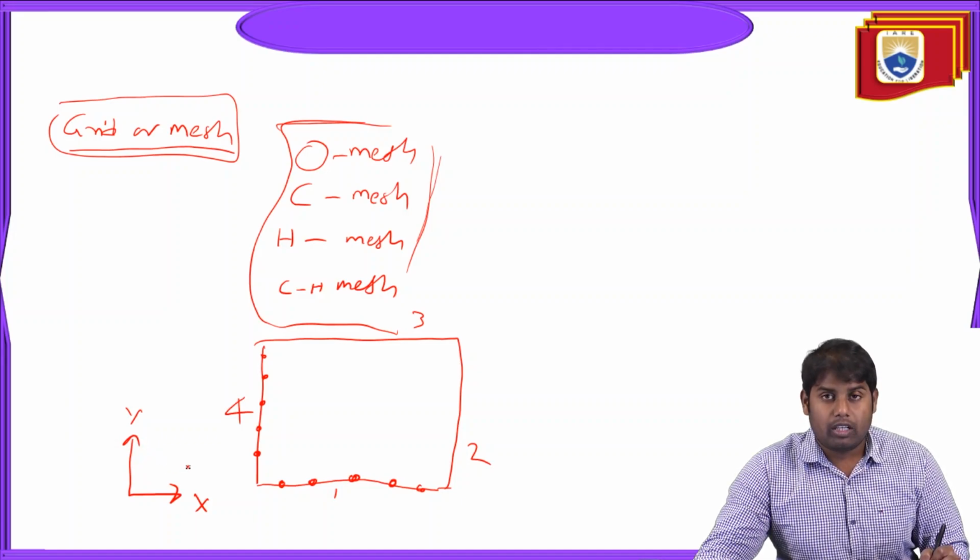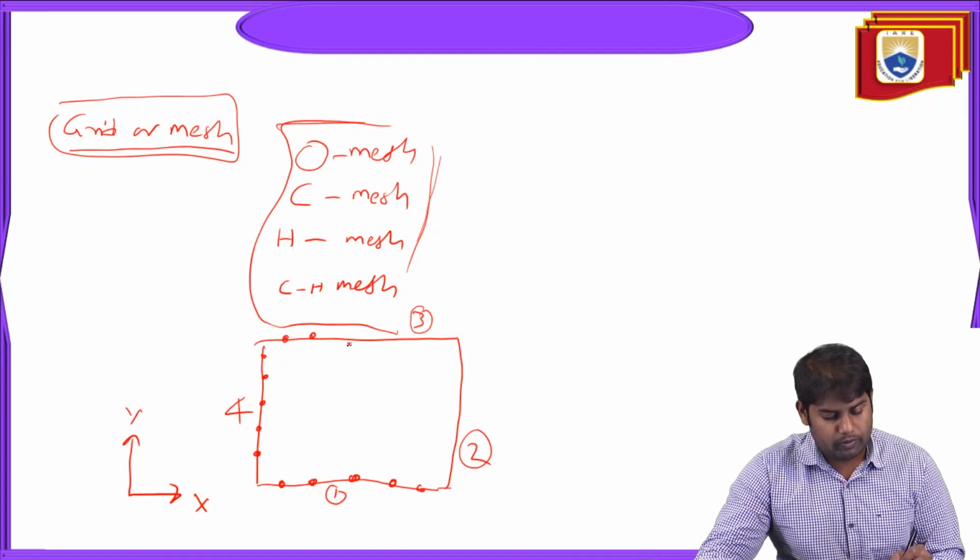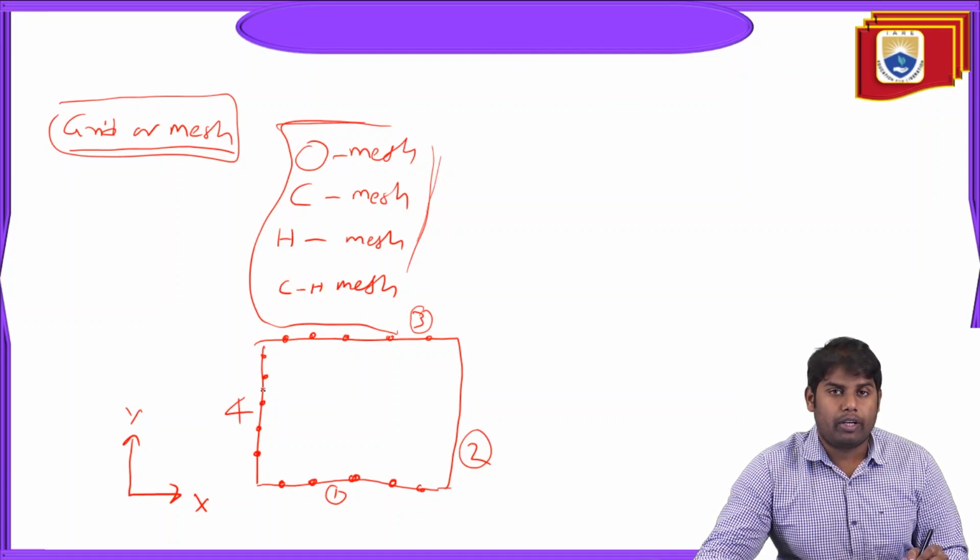When we take the number of grid points along the x-axis, we have 5, and along the y-axis we have 5. So for boundaries 1 and 4, what are the opposite boundaries? The opposite boundary for 1 is 3 and the opposite boundary for 4 is 2. The same number of grid points has to be implemented: 1, 2, 3, 4, 5. So basically the same number of grid points has to be replicated on the opposite boundary.